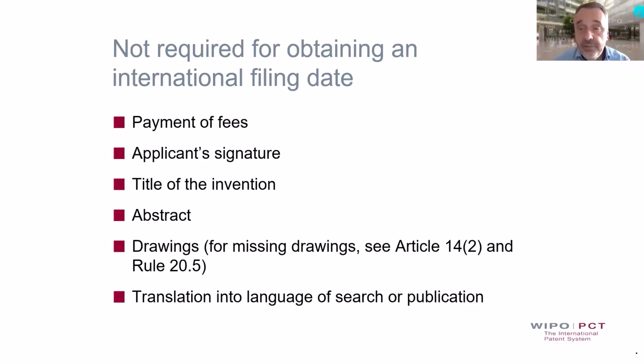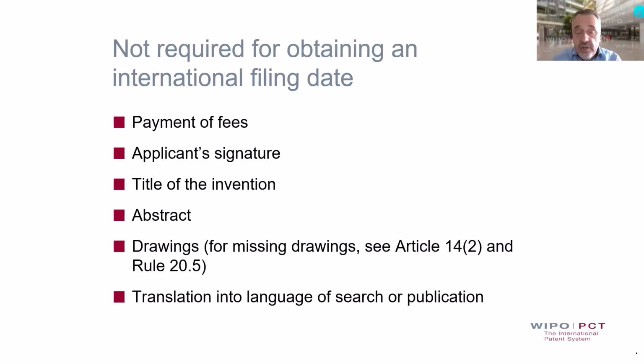You don't even need an applicant's signature, which is maybe even more surprising. But a signature is a defect that can be healed subsequently. So if you furnish the missing signature afterwards, subject to an invitation from the receiving office, nothing will affect your international filing date. So you keep the date even if you didn't have a signature at the time of submission.